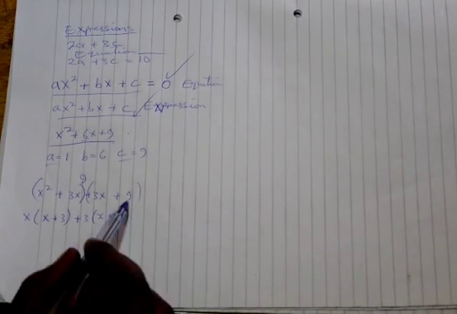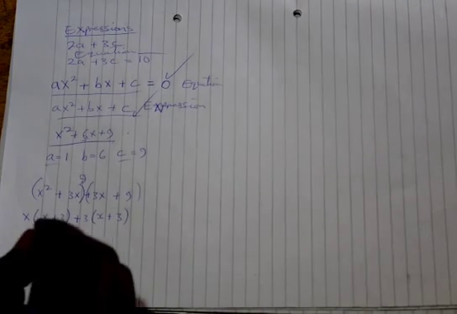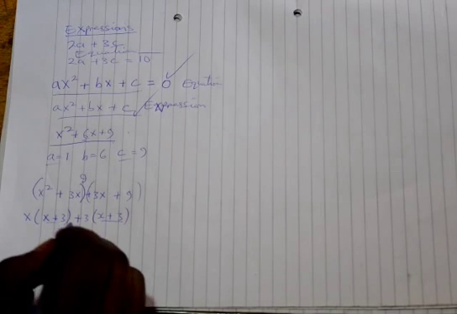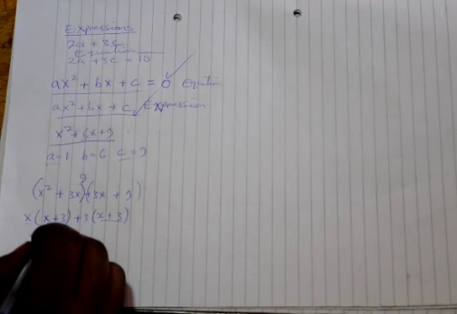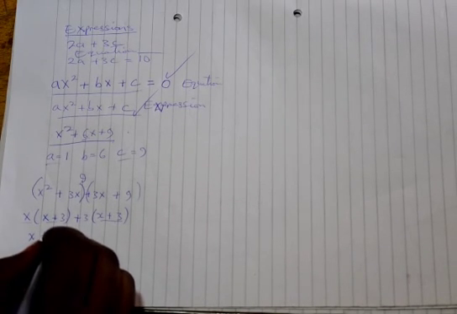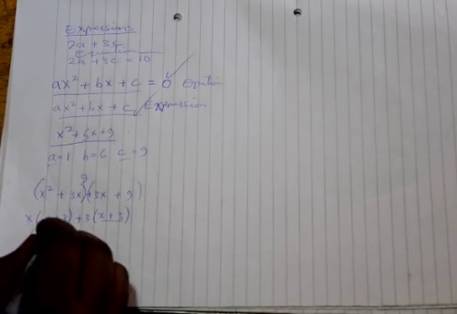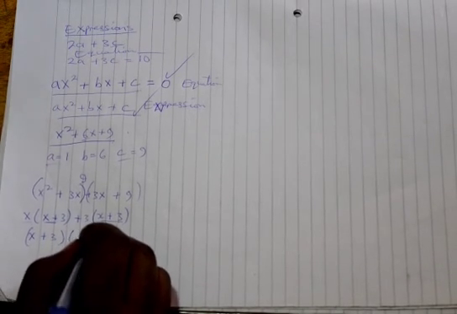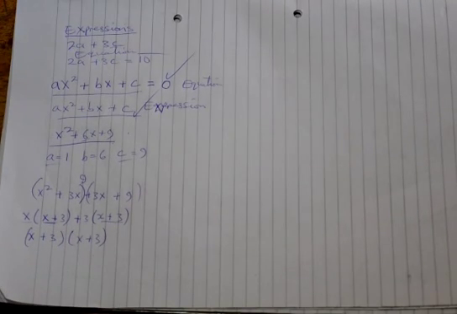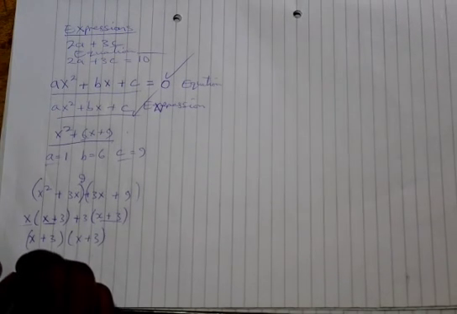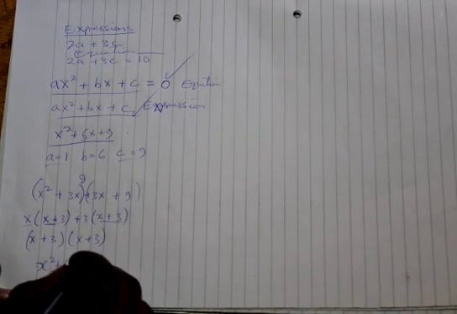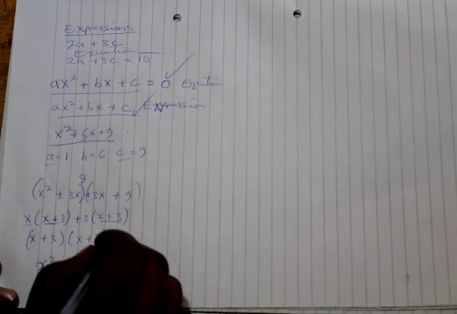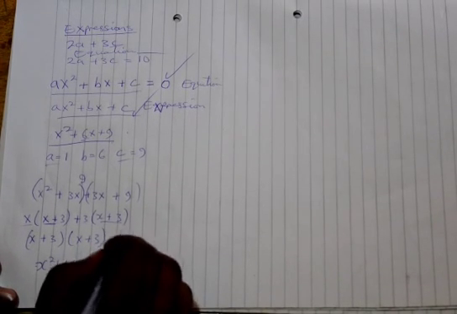Note that 3 times 3 will give us 9. So we can find that here we have some commonality, and therefore we can write this as x plus 3 into bracket, then this one x plus 3. And finally, you find that we can write this expression of x squared plus 6x plus 9 as x plus 3 squared.